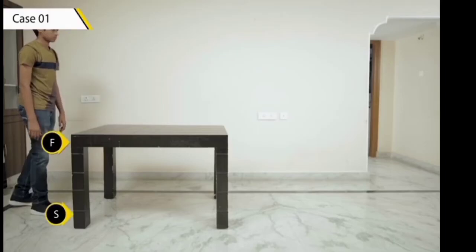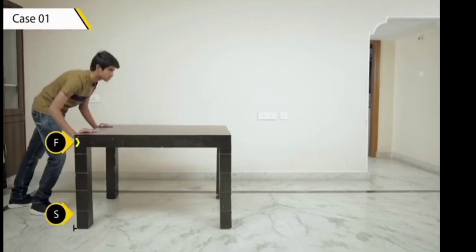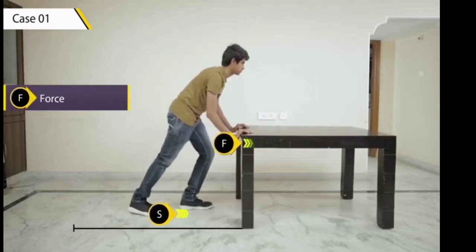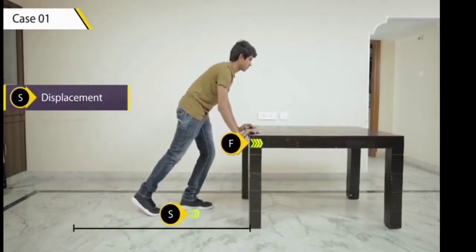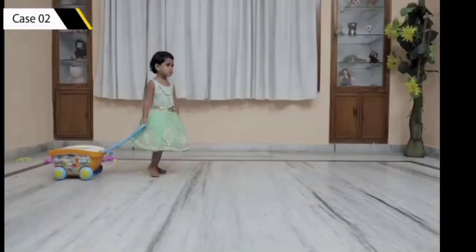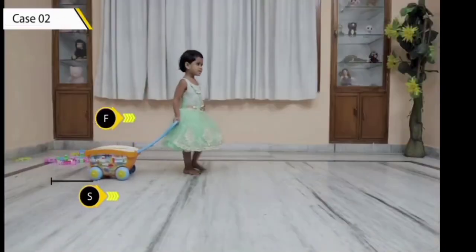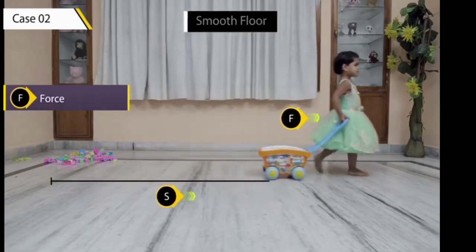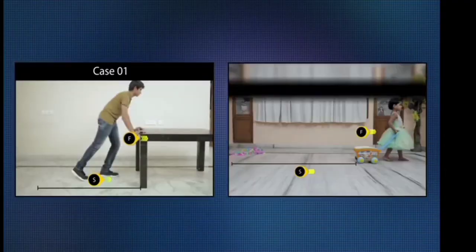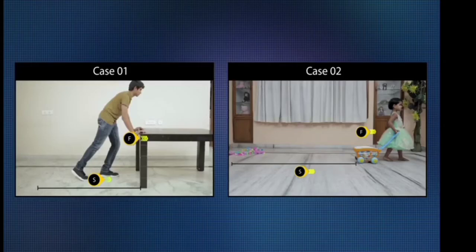Case 1. A boy shifts a table from one spot to another in a room. He does this by pushing it over the smooth floor of the room. Case 2. A small child pulls a toy cart over a smooth floor. In both the cases, some work is done and the force and displacement are in the same direction.